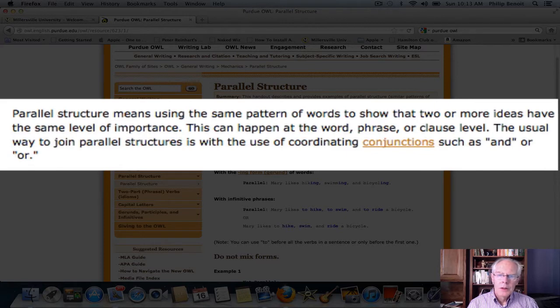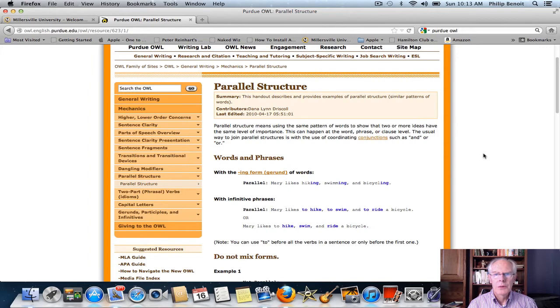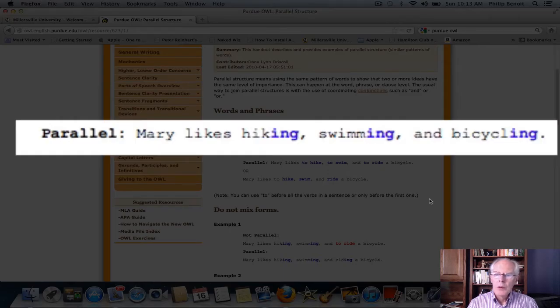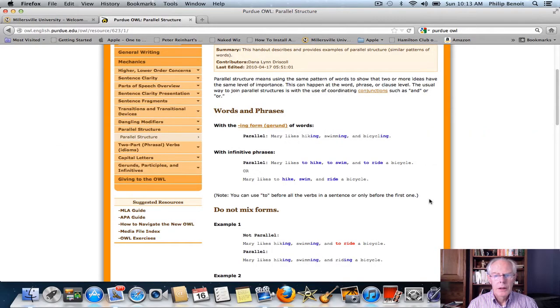The usual way to join parallel structures is with the use of a coordinating conjunction like "and" or "or." So let's look at examples. That's where it'll become clear what's going on with this particular phenomenon of writing. In words and phrases, we're going to use the gerund ending, the "-ing" ending, to illustrate how you can keep your words in parallel form so that they all have equal importance. If we say, for example, "Mary likes hiking, swimming, and bicycling," we're using a gerund in each of those activities, the "-ing" ending, so they're parallel.